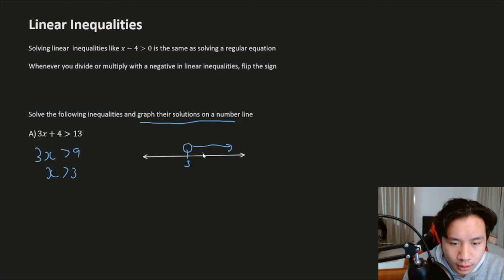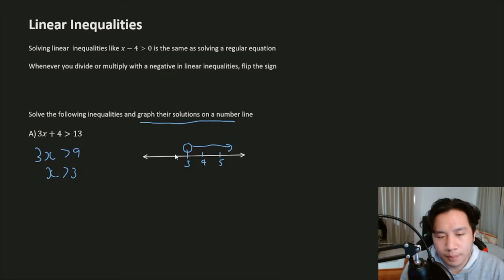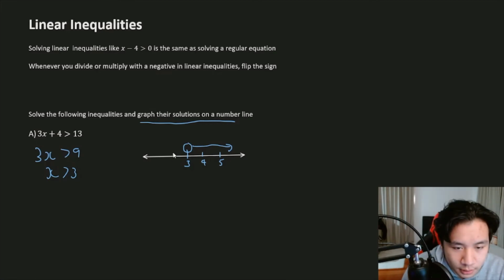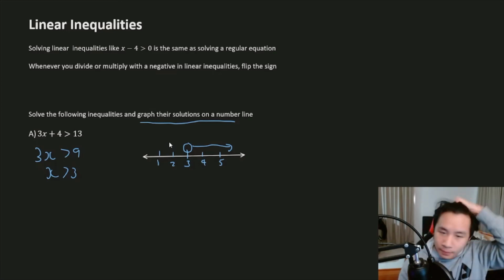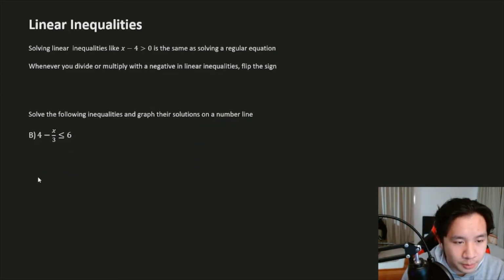You also want to label the numbers, maybe 2 numbers on each side, just to show your teacher or whoever that this is a number line. All right, so I'll be going through one more example of this. So in this one, I'm going to bring the 4 over to the other side with minus x over 3 less than or equal to 2. Okay, and then I'm going to bring the 3 over here. So we have minus x less than or equal to 6.